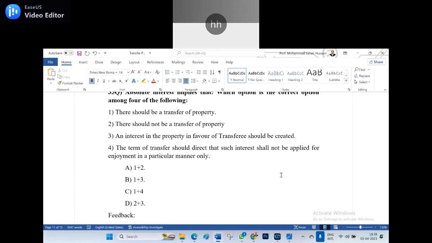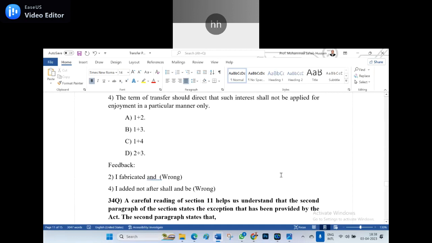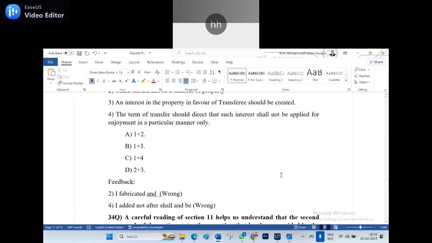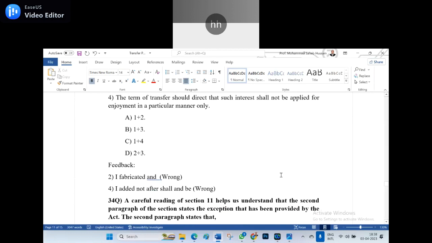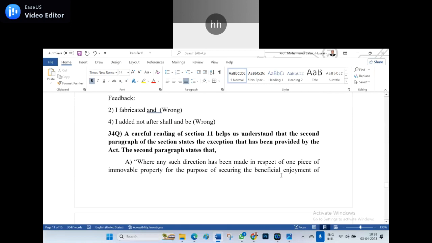B, 1 plus 3. Repeat. B, 1 plus 3. Yes, you are right. It is B, 1 plus 3, because 2 and 4 are not the right answer. I framed option 4 wrongly there; it should say "shall not be" applied. So that is the 34th question.